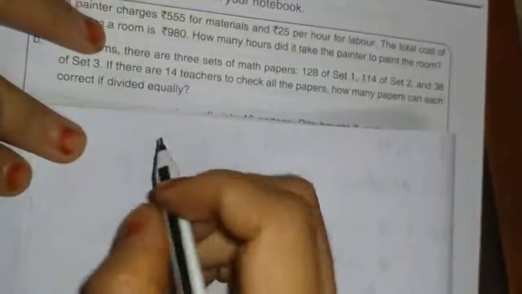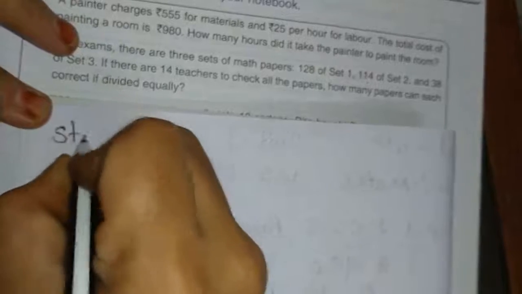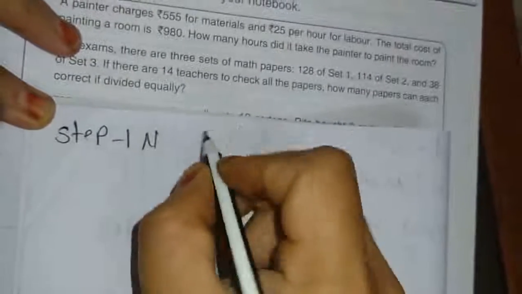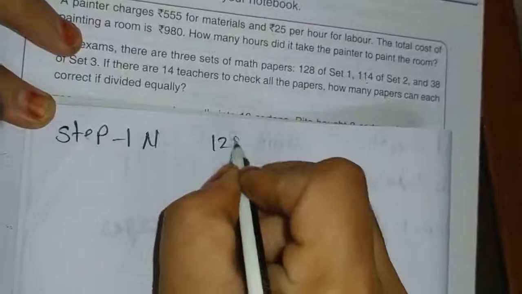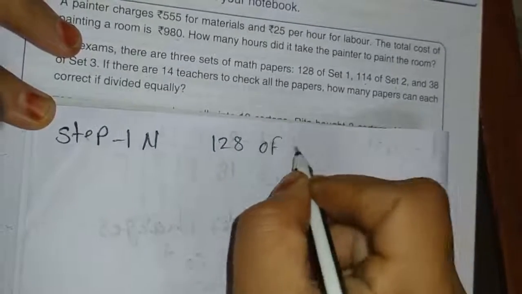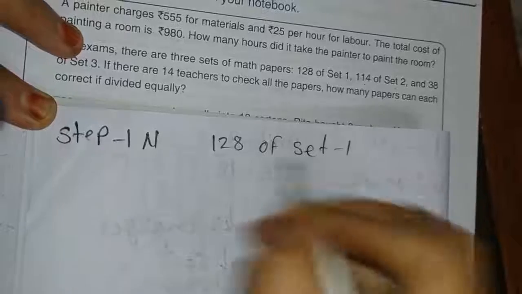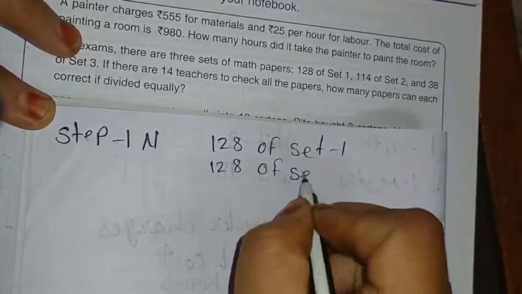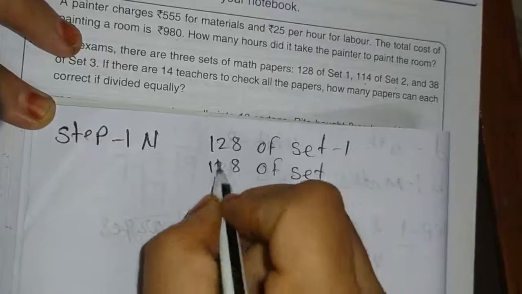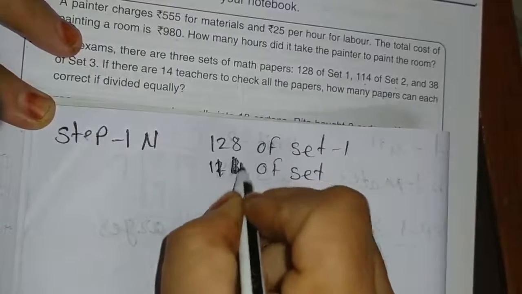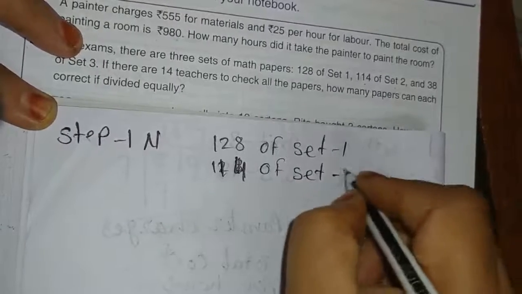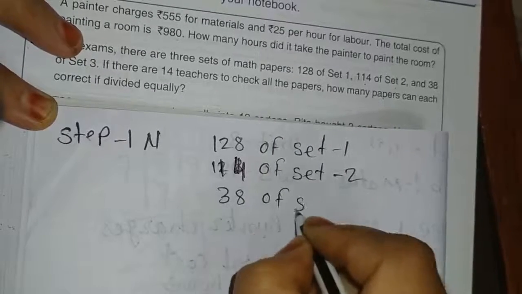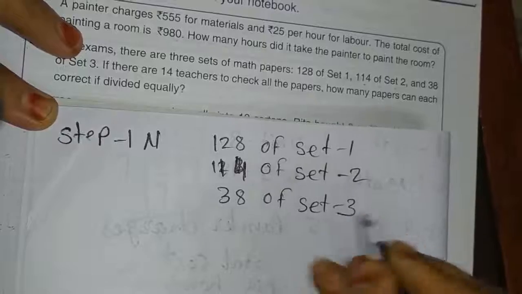So students, step number 1, numbers and keywords. So the numbers are 128 of set 1, 140 of set 2, 38 of set 3.